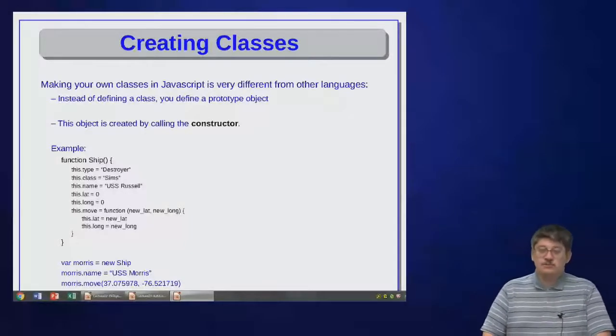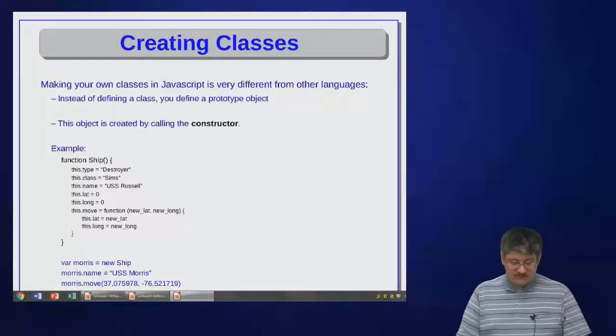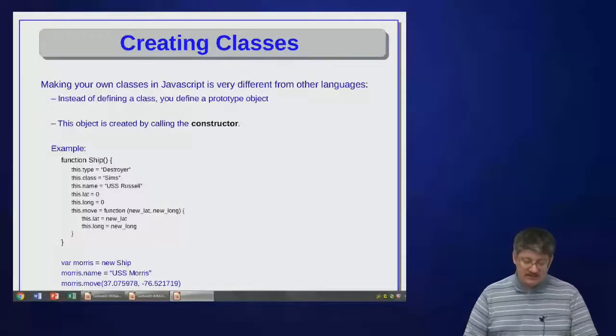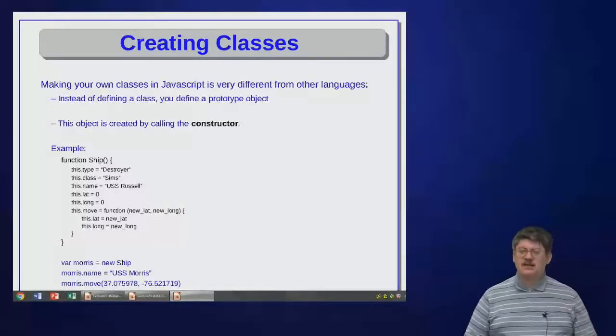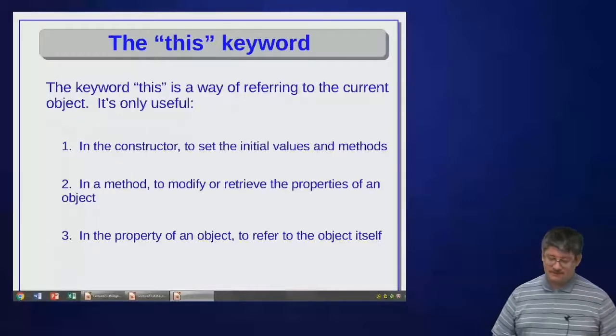And then I can use the move method to move Morris to latitude 37.075978, comma, and longitude negative 76.521719, which I think is the latitude and longitude of the Norfolk Naval Shipyard. Maybe not. I looked something up, and I think that's what it was.